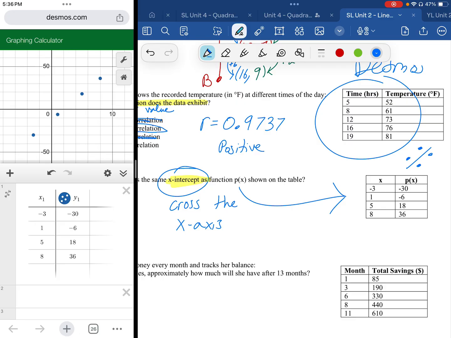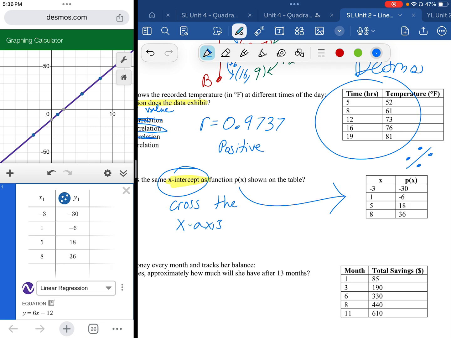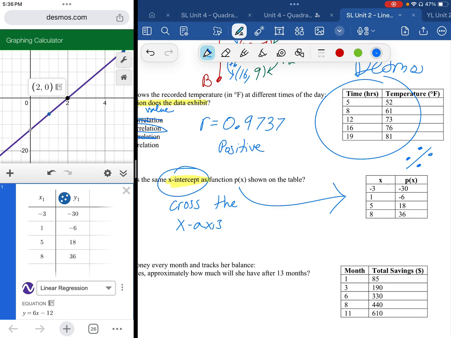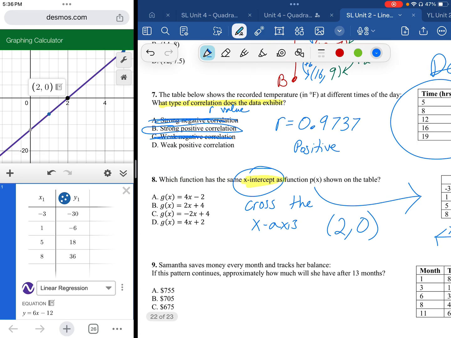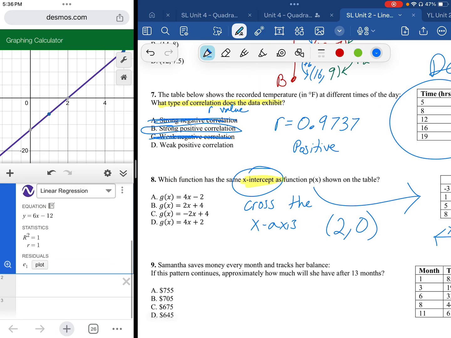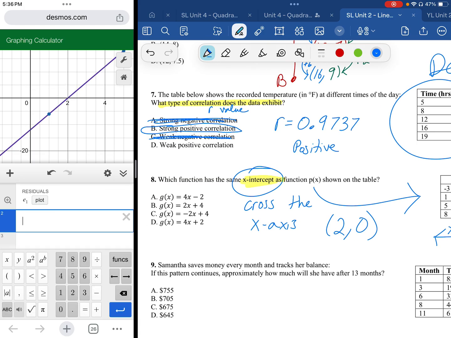So if we look, we just have a bunch of dots, but to get our x-intercept, we got to press our line button. And we see our x-intercept. Remember, the x-axis runs side to side. Our x-intercept is 2, 0. So what I'm going to do, I'm going to put each of our answer choices in and see which one has the same exact x-intercept, where they would cross at the x-intercept.